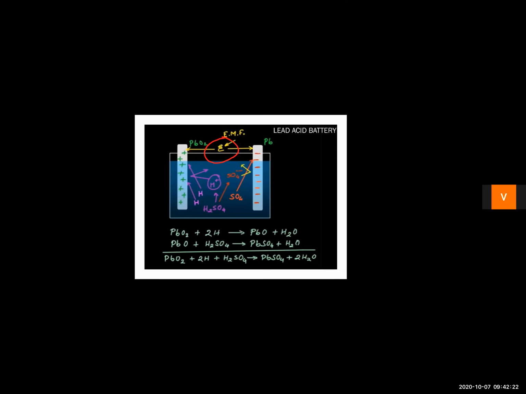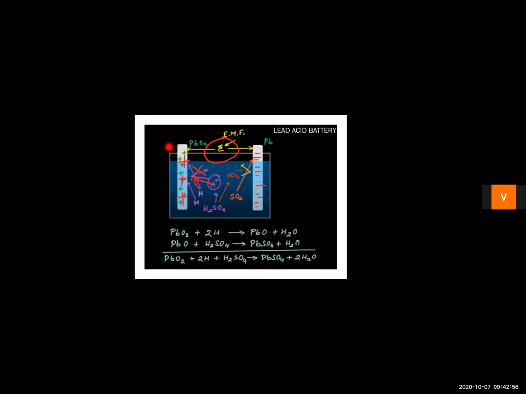Now, after this, what happens? When the maximum potential difference is gained, what happens after that? This plate is positively charged, right? This is at higher potential, and this plate is negatively charged. This is at lower potential. So now the H plus ions are not able to move towards the PbO2 plate. अब ये जो H plus ions हैं बेटा, right? They are not able to move towards the PbO2 plate.